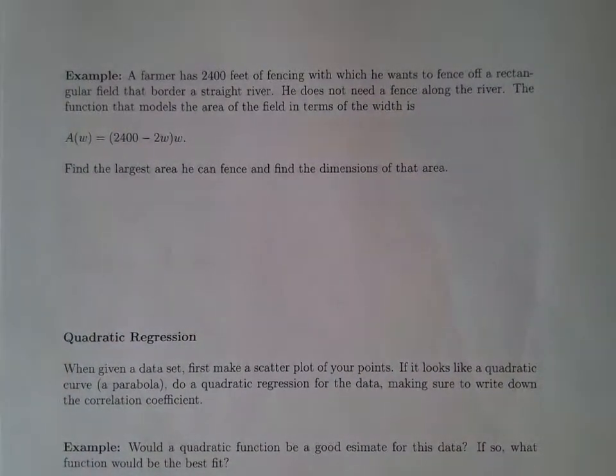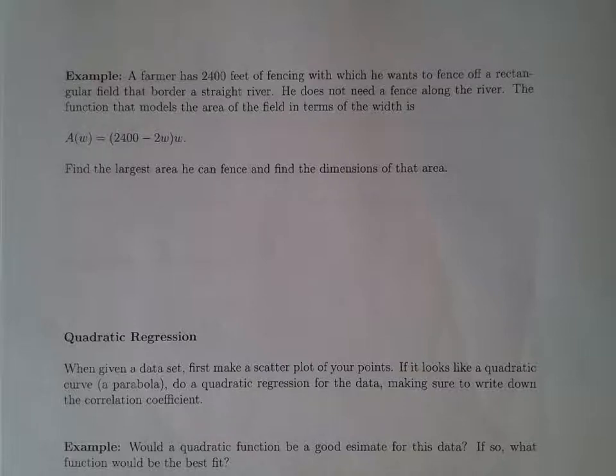It says a farmer has 2,400 feet of fencing with which he wants to fence off a rectangular field that borders a straight river. He does not need a fence along the river. The function that models the area of the field in terms of the width is A of w equals 2,400 minus 2w times w. Find the largest area he can fence and find the dimensions of that area. So let's go over this problem first.